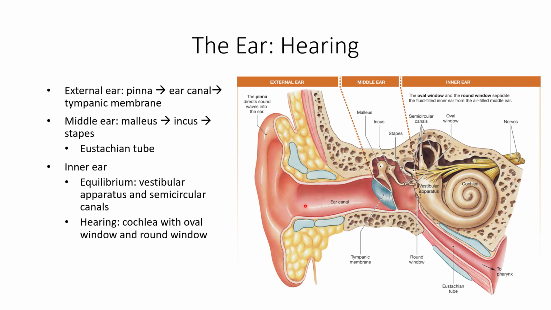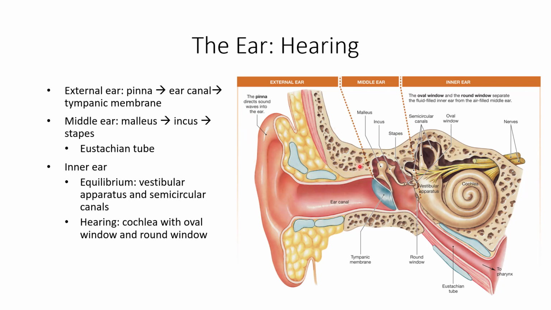Now, if we talk about the ear, it is associated with 2 senses, hearing and also equilibrium, balance. Let's start first with breaking down how the ear is anatomically set up. So there's 3 main regions of the ear. We have the external ear that's made up of the earlobe, called the pinna, and the ear canal. And the function of the external ear is to focus sound waves into the ear canal.